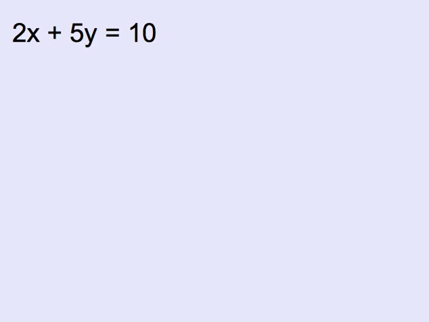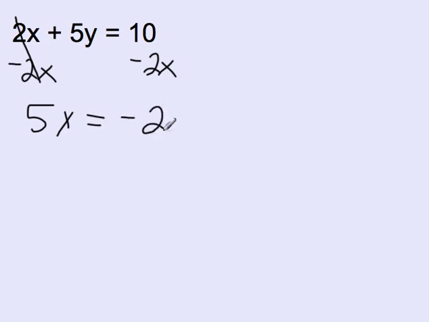Another one. Again, if I want to get the y by itself, the first step would be to subtract 2x from both sides. Then these will cancel each other out. So we've got 5y, that's a y, equals negative 2x, remember to write that first, plus 10. And then the next part we're going to divide by 5. And when I do that, I divide everything by 5.